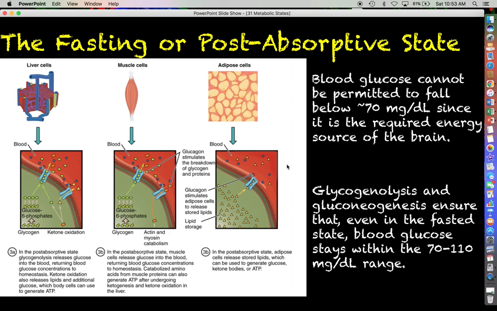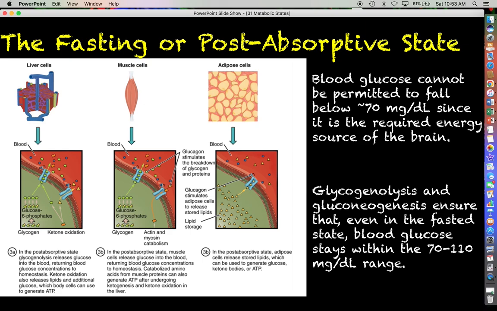And then in the fat tissue over here, we can break down those triglycerides into fatty acids, which can then be exported into the bloodstream as well and delivered via chylomicrons to other tissues throughout the body. So in the fasted or post-absorptive state, our focus here is no longer going to be on anabolism like it was in the fed state. It is rather going to be on catabolism.